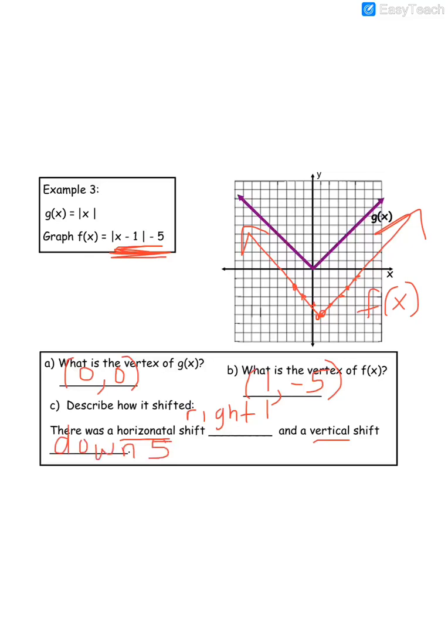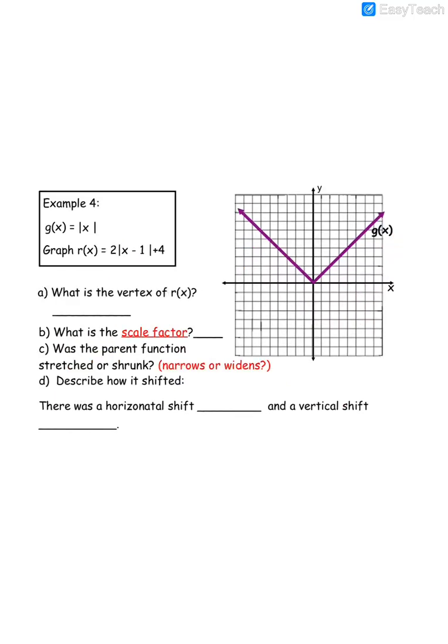So let's talk about that for a minute. Right 1, inside lies, down 5, outside tells the truth. All right, let's try the next one. So again, we have g of x equals the absolute value of x. There's my parent function for absolute value. It goes right through the origin.